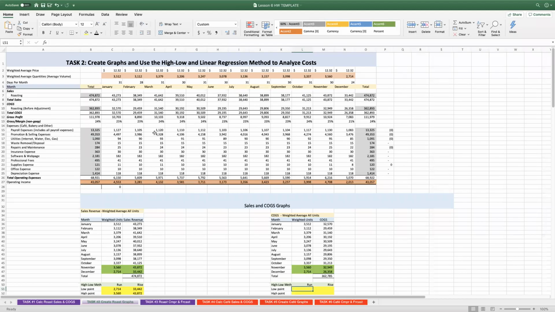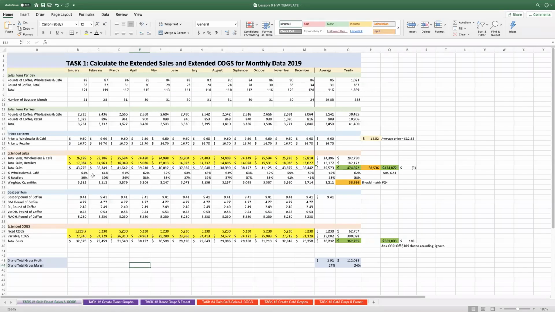Okay, this is the second task for the homework assignment related to lesson 6. So we've just finished, let's go back and look. We just finished all the calculations to get the extended sales and the extended cost of goods sold based on monthly data for 2019 for the roasting side of the house.